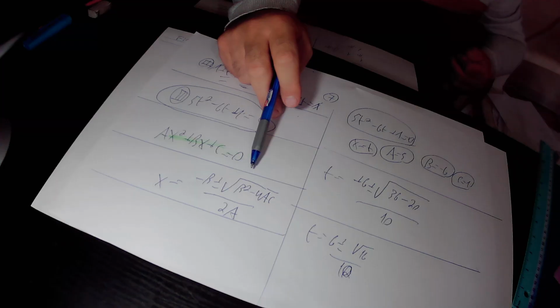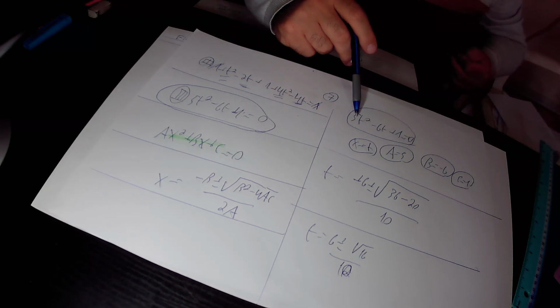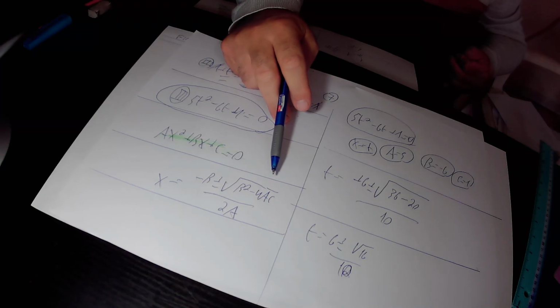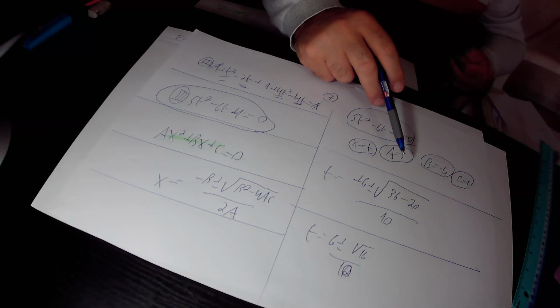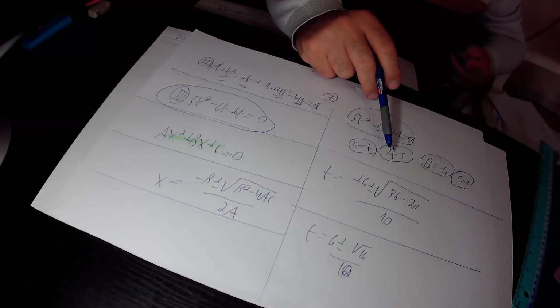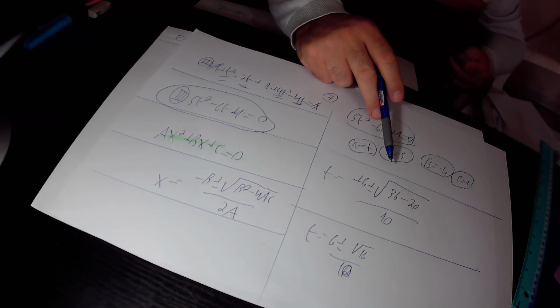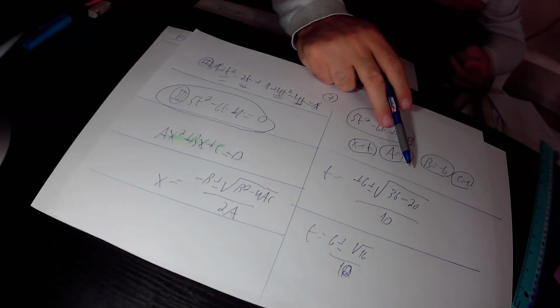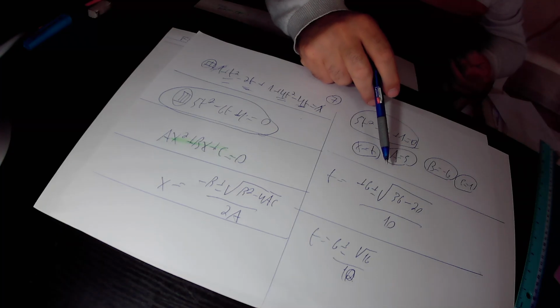b is minus 6, therefore b squared is 36, minus 4 times a. a is 5, so minus 4 times 5 is minus 20, times c. c is 1, so minus 20 times 1 is minus 20. So inside the root we have in total 36 minus 20, over 2a. a is 5, so 2a is 2 times 5, that is 10.